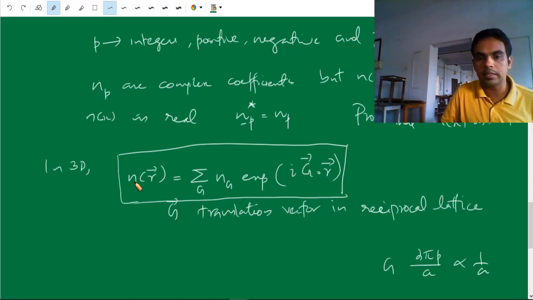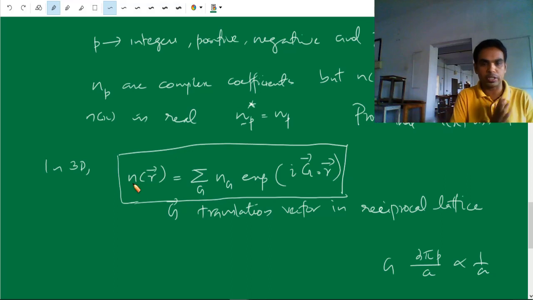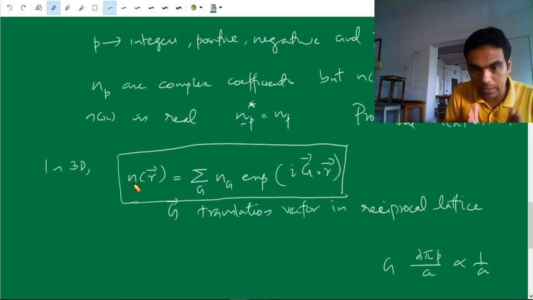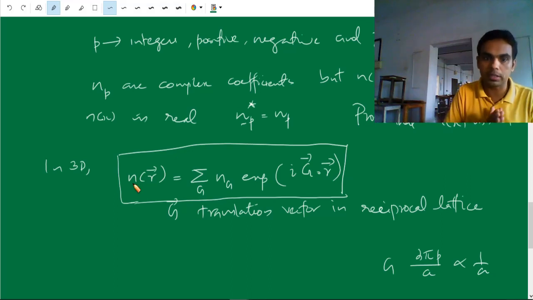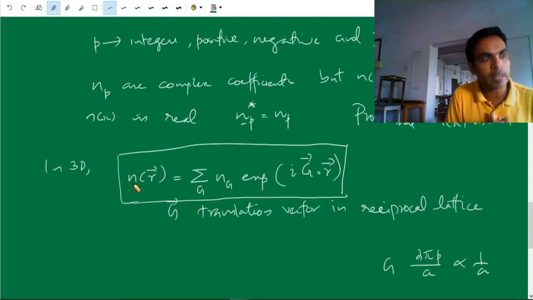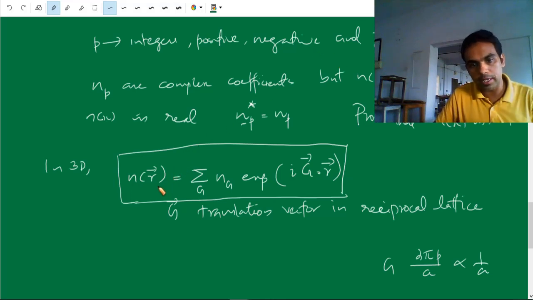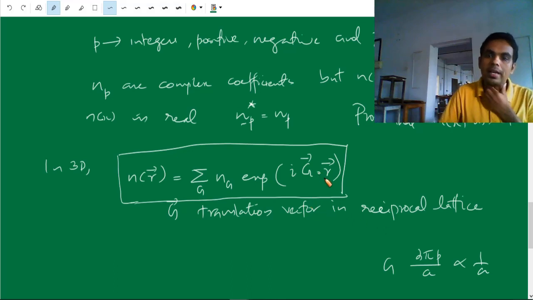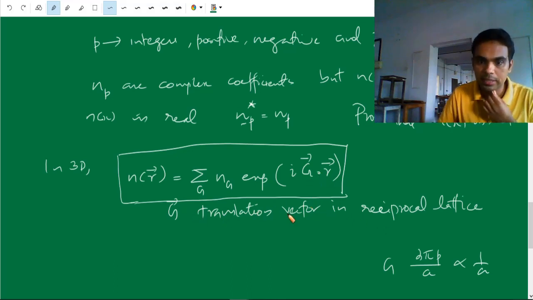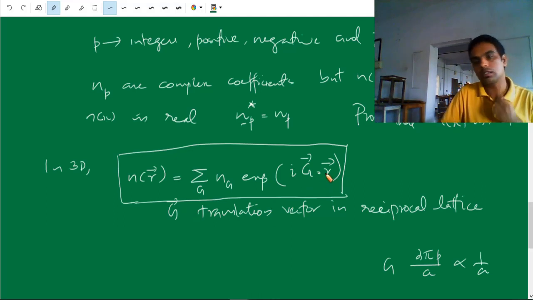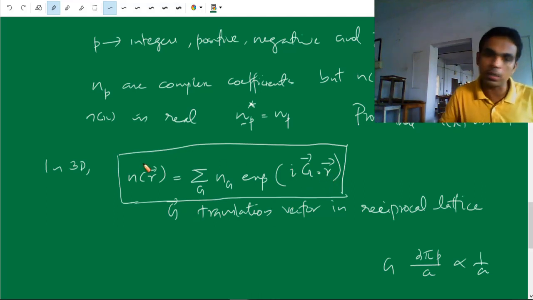Because n is the electron number density, which is a periodic function, because a crystal obeys translation symmetry. That means it is invariant under any translation. So if n of r is periodic, you can write it in terms of a Fourier series. This is the Fourier series in 3 dimensions. Here G represents the reciprocal lattice vector, that means the translation vector in the reciprocal lattice, and r is the position vector in the real lattice.